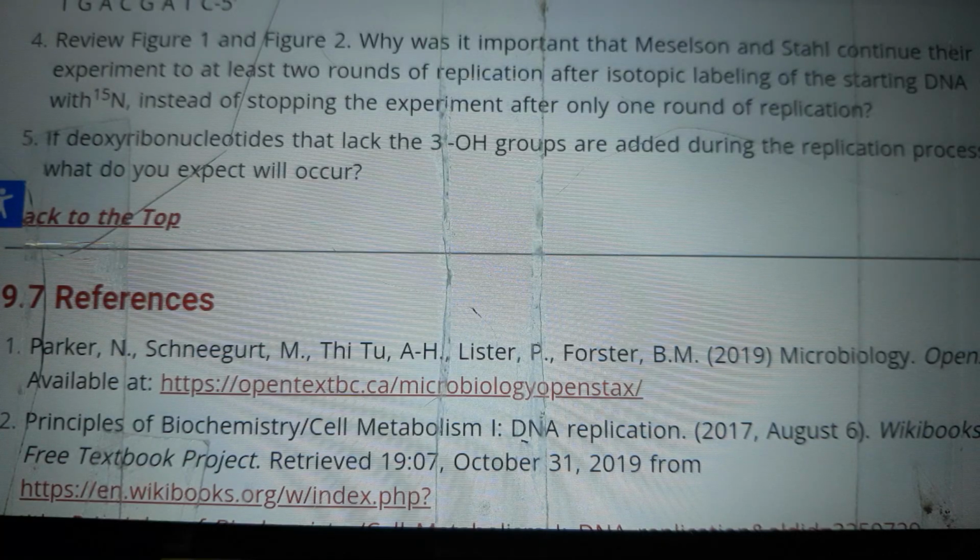Why was it important that Meselson and Stahl continue the experiment to at least 2 rounds of replication after isotopic labeling of the starting DNA with 15N, instead of stopping the experiment after only 1 round of replication? If deoxyribonucleotides that lack the 3' OH groups are added during the replication process, what do you expect will occur?